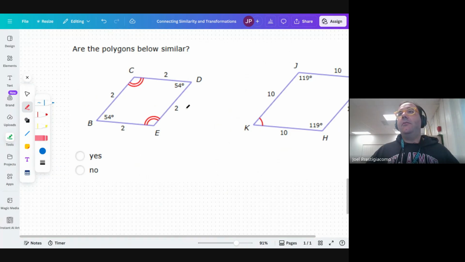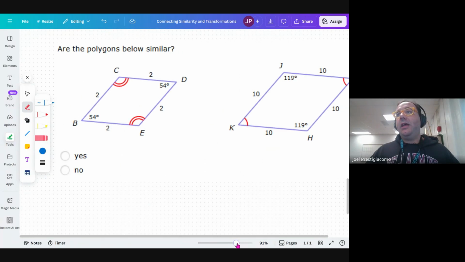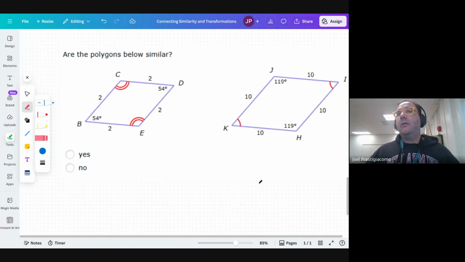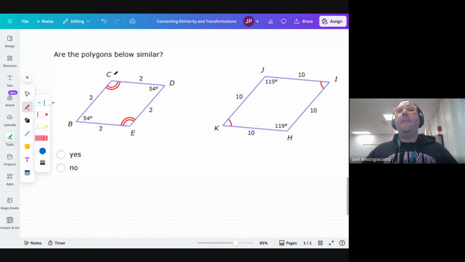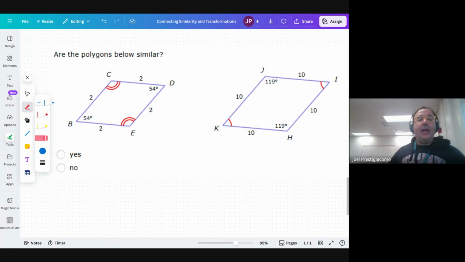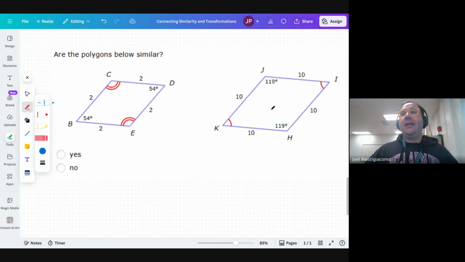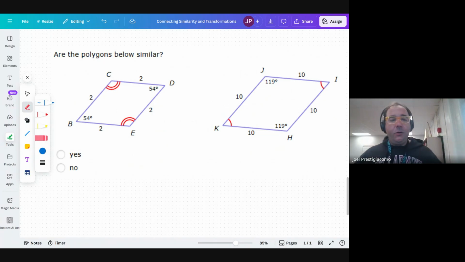Okay, let me zoom out just a tad. For the last couple of questions, we're going to figure out whether these are similar shapes or not. So we're going to look to see, again, are all the angles the same, and do we have a constant ratio of sides as well? In the first image, I see 54-degree angles. In the second, I have 119. That doesn't mean anything on its own.